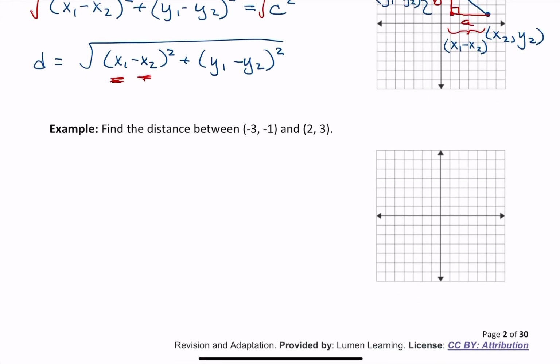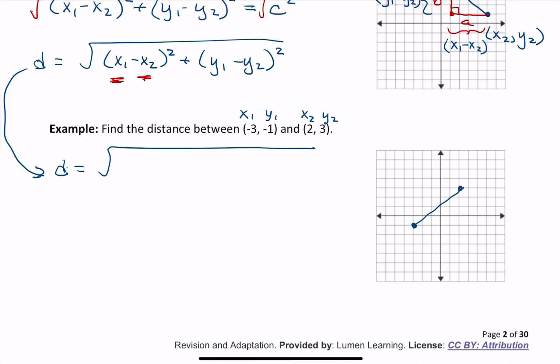Now, it's not necessary to graph this, but it always helps to have a visualization. So we're going to do (-3, -1) as our first point, and (2, 3) as our second point. And I'm finding the distance between those 2 points. So it's helpful to label these x1, y1, x2, y2. So when you're plugging into the formula, you can substitute them right in.